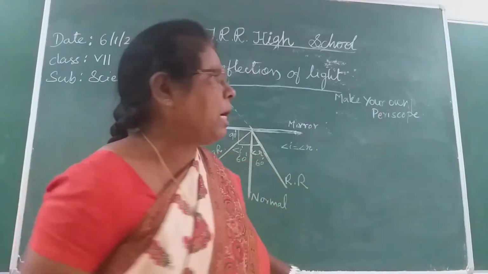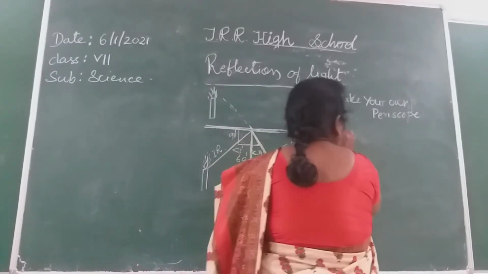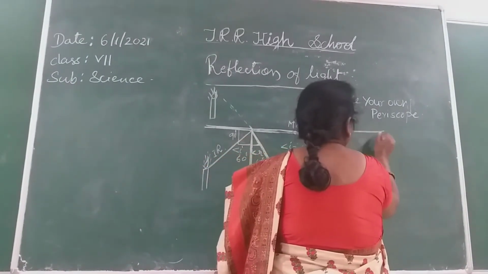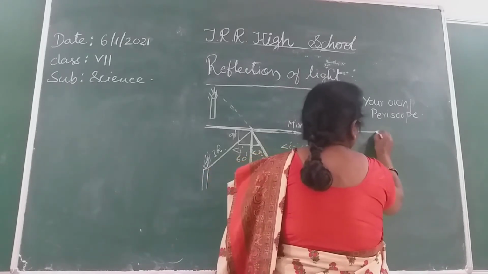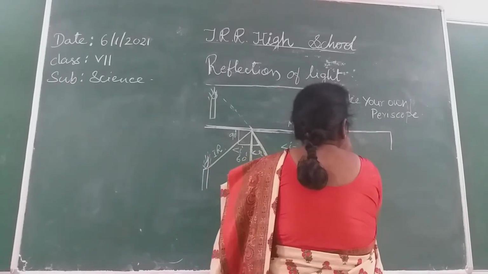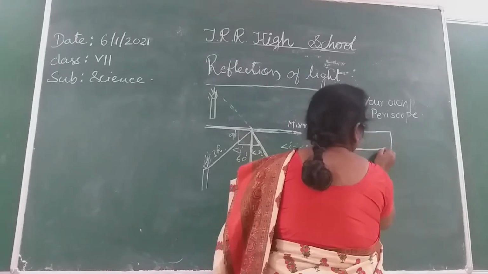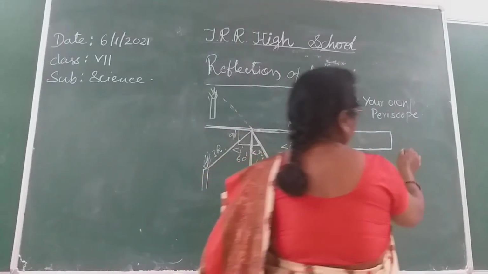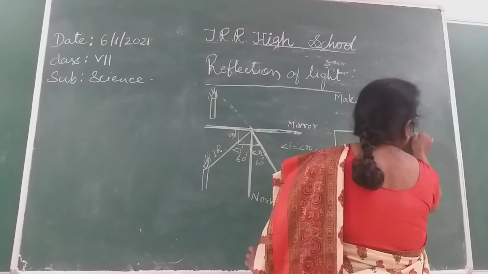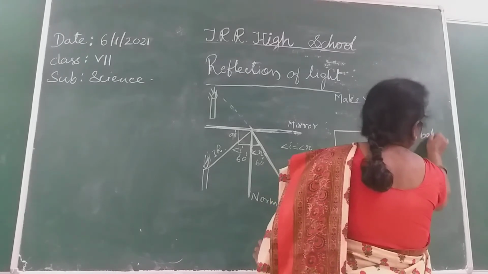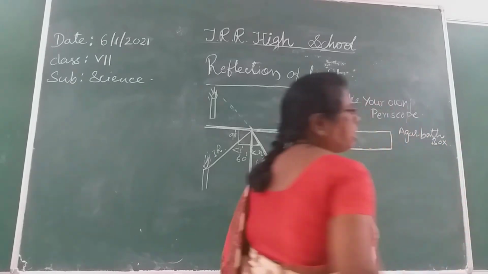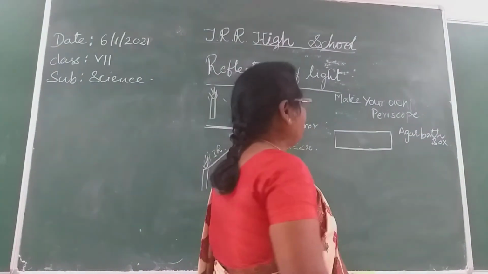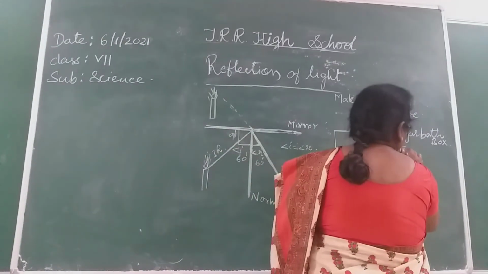Take an agarbatti box. What are the materials required? An agarbatti box is required. Two mirror strips are required. Make your own box; a rectangular shape box you can make. Agarbatti box, two mirror strips.